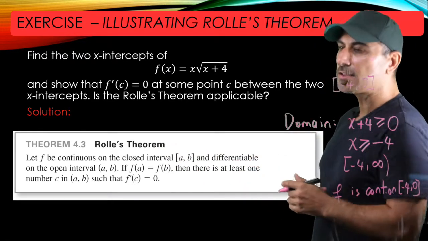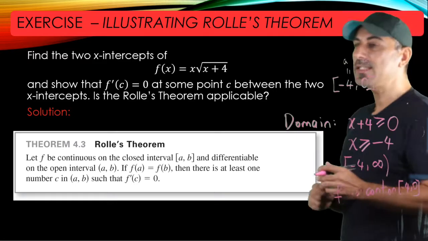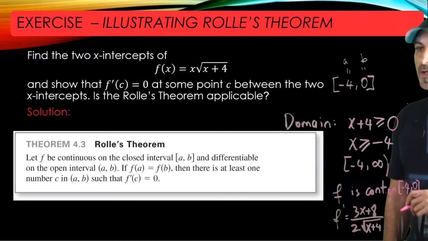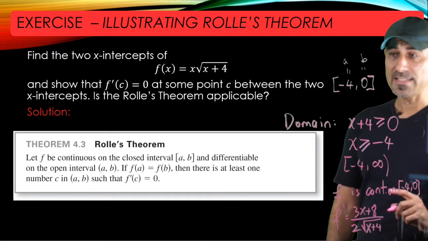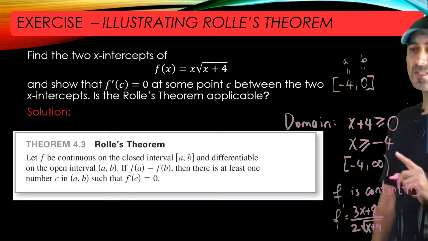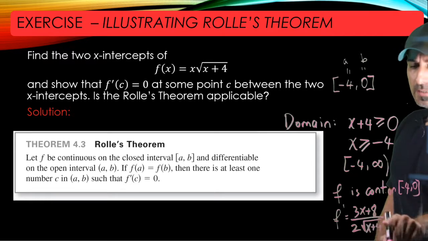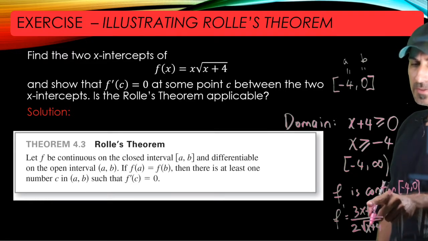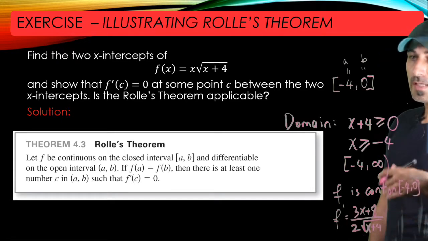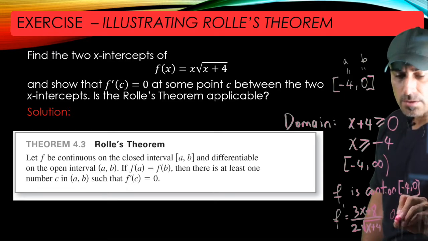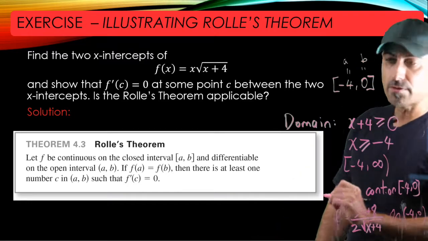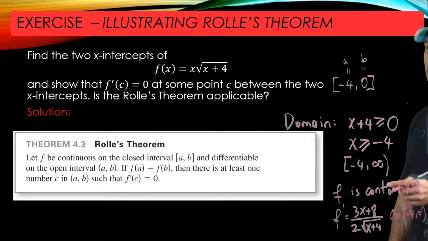The second condition is to check differentiability. We already came up with the derivative of f. F prime is only defined whenever the inside of the radical is positive, because we don't allow the bottom of this function to be 0, since then we're dividing by 0. So f prime is continuous on the open interval (-4, 0). That's good because that's all we're looking for.